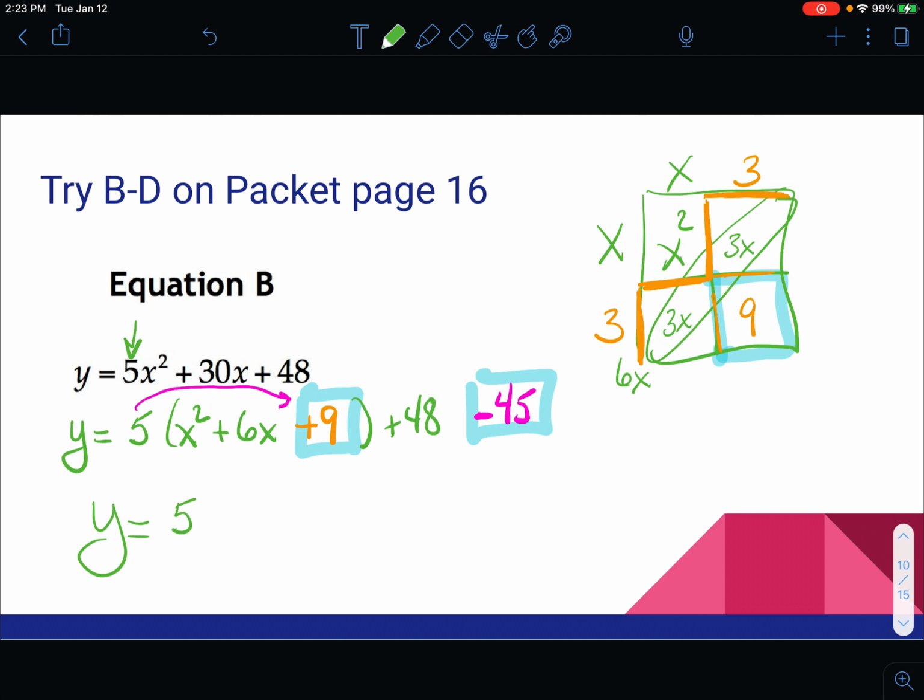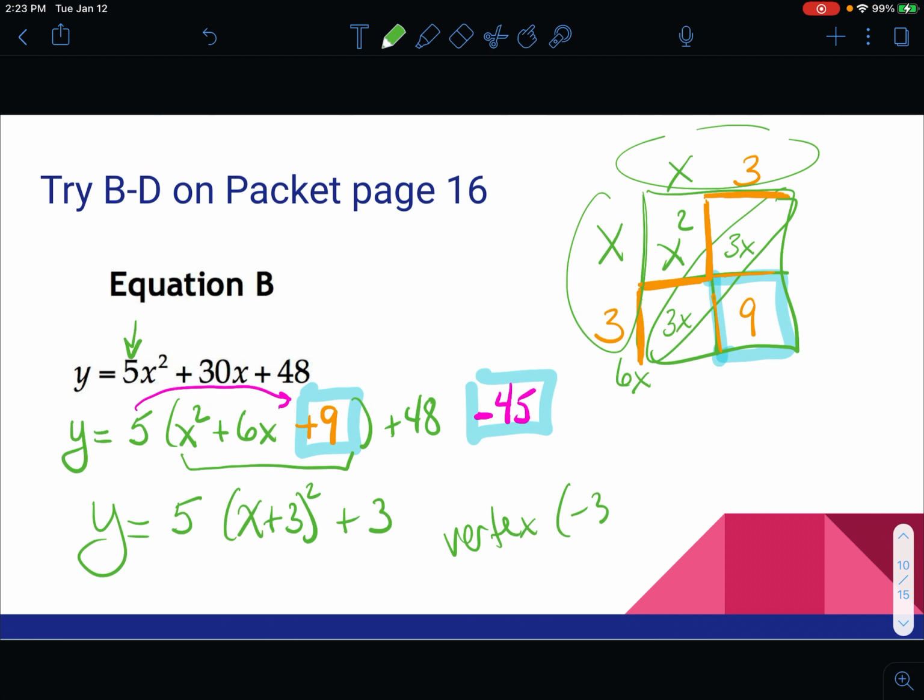Y equals 5. What does this factor into? Look at our box. We already got it. X plus 3 quantity squared. That's the dimensions. That's a perfect square. Plus 3. And so the vertex is negative 3, 3.